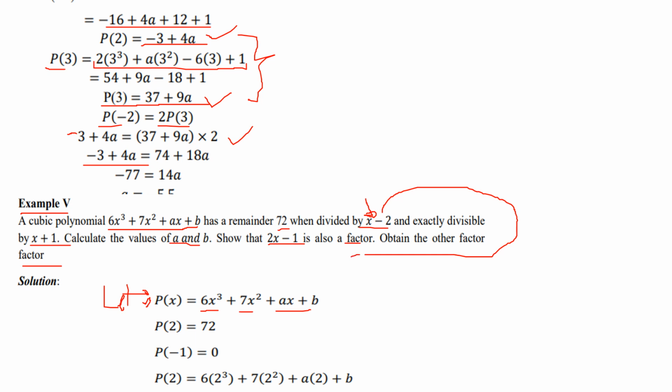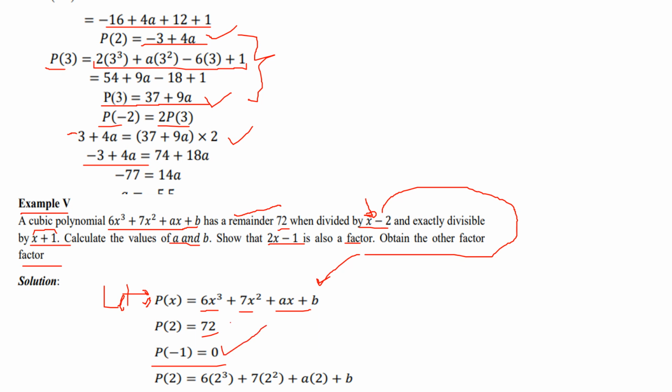After getting x is equal to 2, you should equate what they have told you, because after substitution, the expression is always equal to the remainder, and here the remainder was given as 72. So P(2) is equal to 72. Also, for the other divisor you are given, x plus 1, if you equate it to 0 and make x the subject, you are going to get x equals negative 1. And they have told you that one is exactly divisible. That means that the remainder is 0 after substituting.